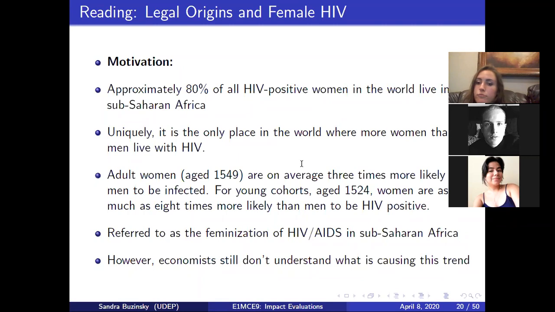Okay, so until this paper, economists really didn't understand what is causing this trend that women are so much more highly infected than men with HIV.